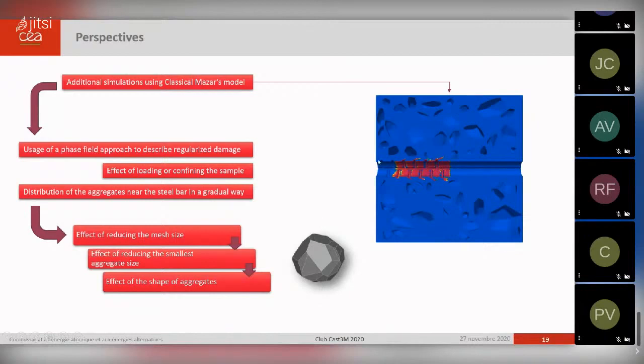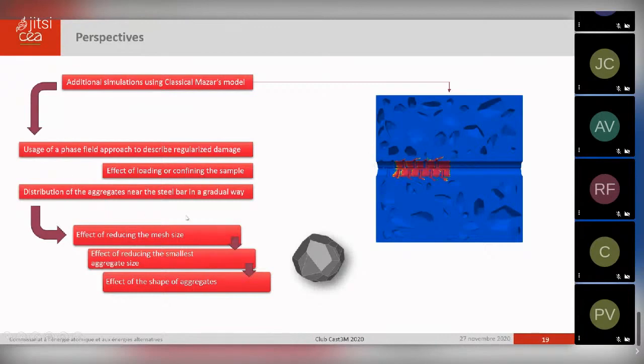Another possible thing is to distribute the aggregates near the steel bar in a gradual way: a certain aggregate size near the steel bar and another size away, or dividing the domain into different regions, like a homogeneous region far from the bar and a two-phase heterogeneous concrete region, which will be studied.